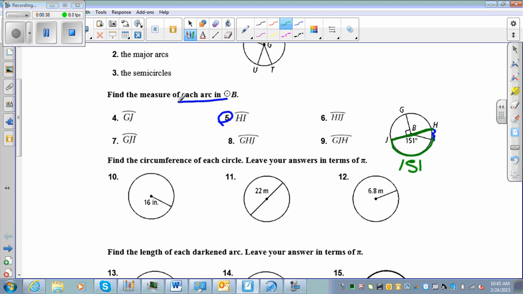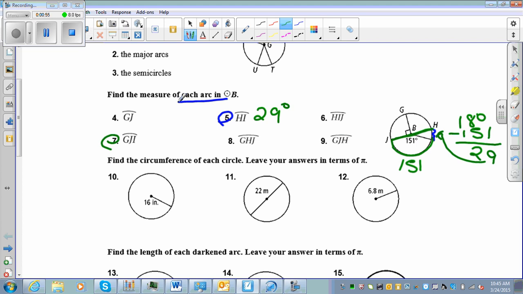So diameter always cuts the circle in half. So whatever left over would be 180 minus 151, which is 29. That is HI. So 29 is what I'm going to pick. The next one is number 7.